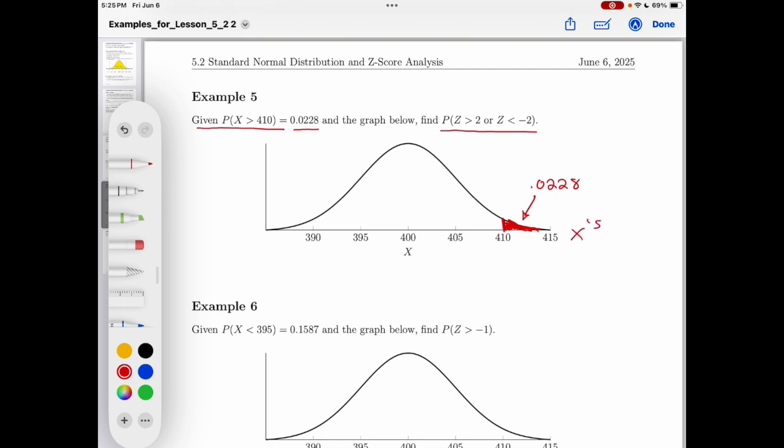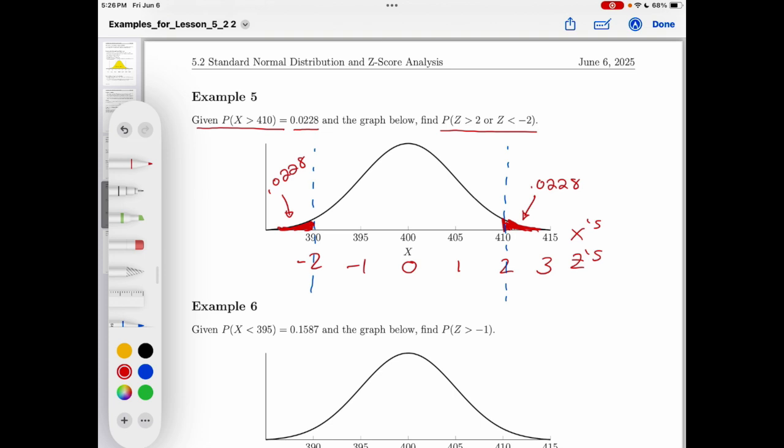So these are our x's on the graph. I'm going to label our z's so that we can see how they match up. So 410 corresponds to z is equal to 2. So using symmetry, if I look at -2 and I shade in this wing over here, this is also 0.0228. It's going to be the same because of symmetry.